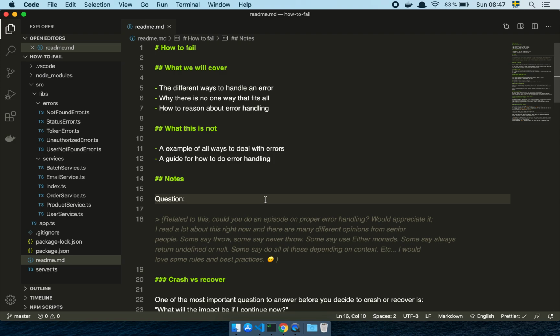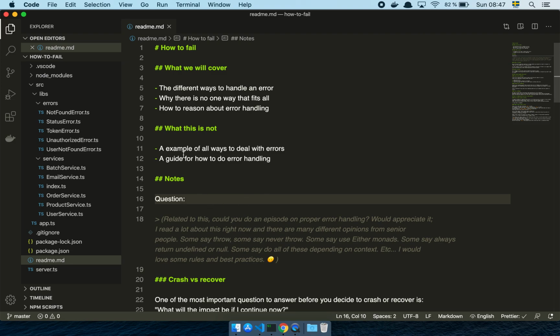I want you to think about error handling in a different way from what you may have been thinking about it at this moment. First and foremost, I need to define what this isn't. I'm not trying to showcase all the possible ways that you can deal with errors here, guys. There are so many different strategies, and I'm just trying to get you into the right headspace around error handling and the things that you should think about, and give you some tools around it.